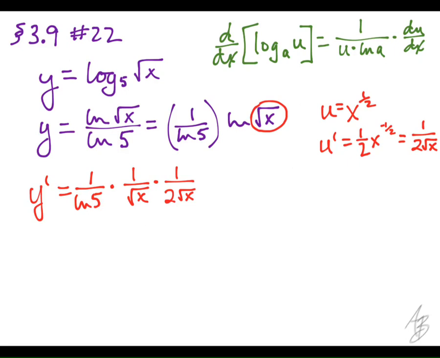Okay, what should we do here? Multiply the square root of x's. And what do we get? I can tell you. So we have 1 over a bunch of stuff: 2x times the natural log of 5. Is that the same thing we would have gotten if we had used the formula up here? Did anybody try it?